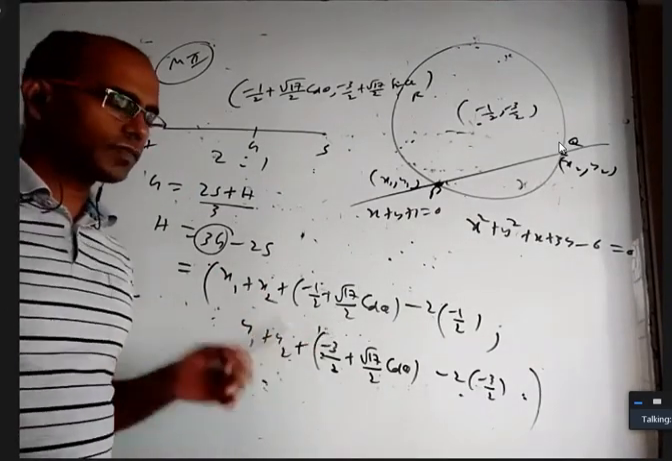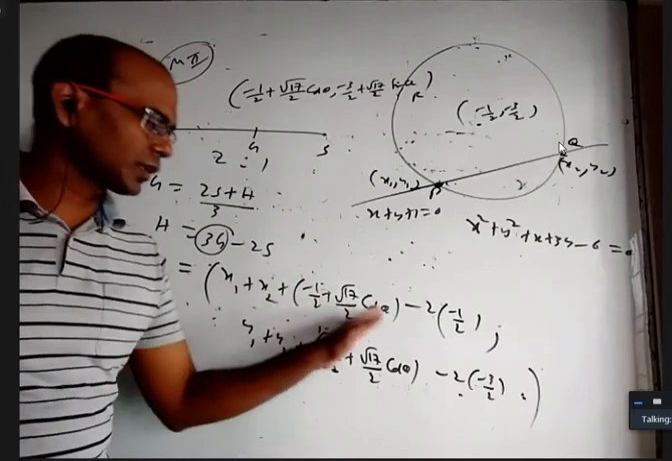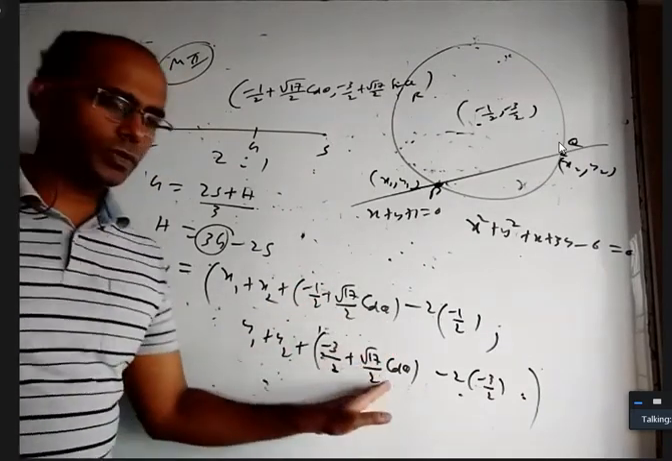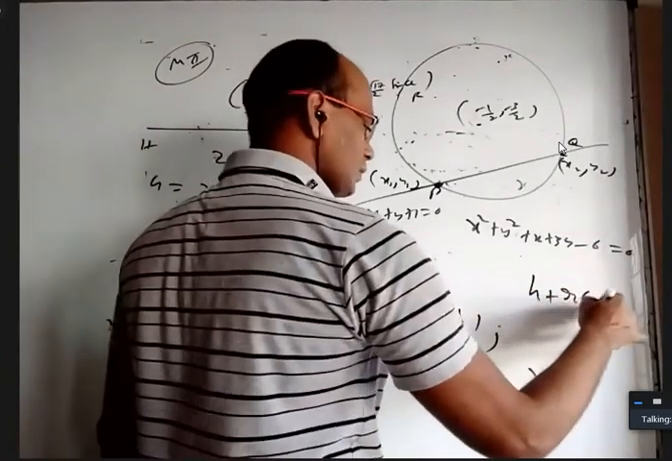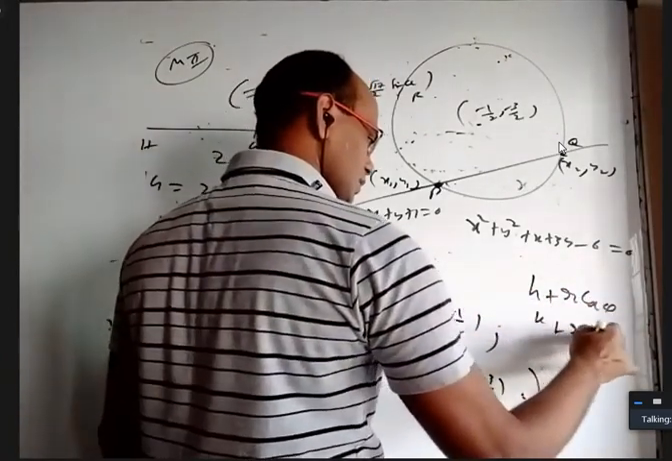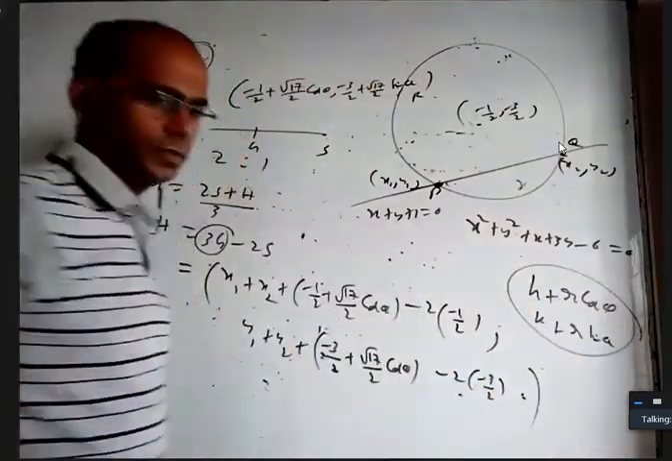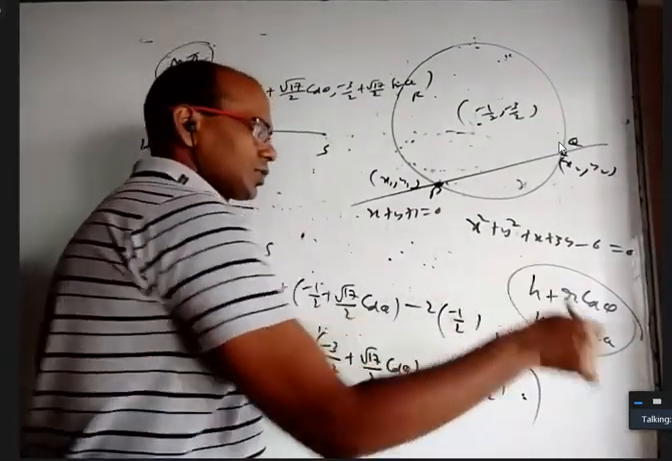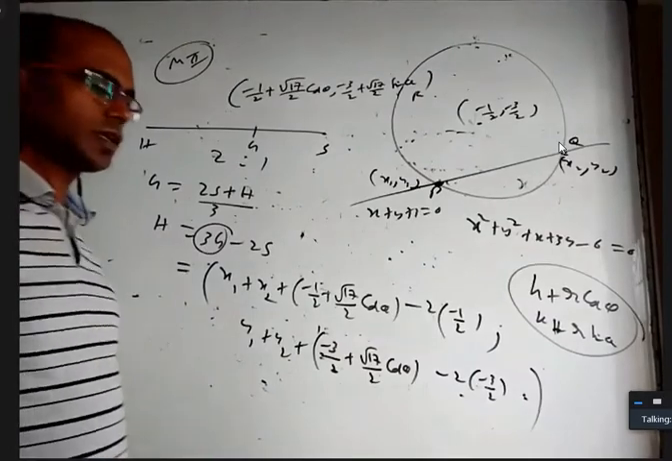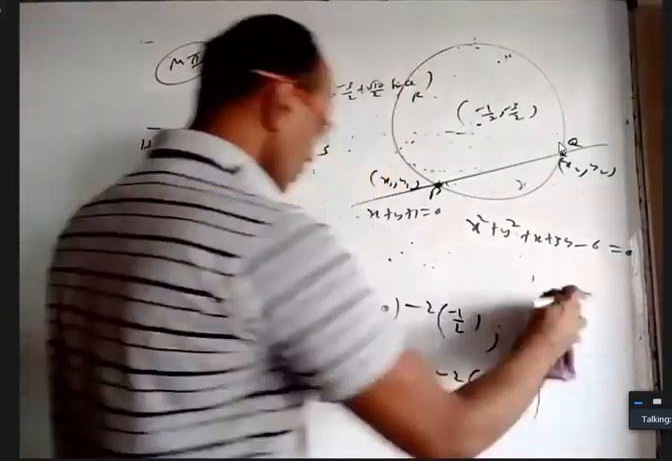How will you find it if something is in the form of some number plus something into theta, some number plus something into theta? If I have, let us say, h plus r cos theta, k plus r sin theta. What is the locus of that? A circle with the center as h, k, and radius r. Okay, that's what I got effectively.